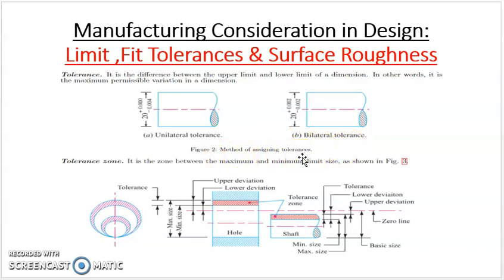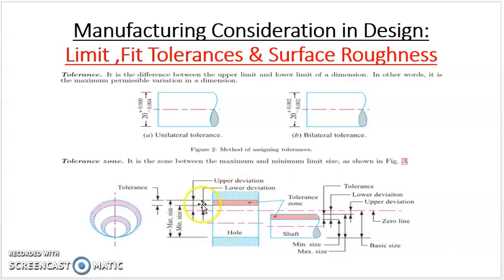Now let's discuss what tolerance zone is. As you can see, there is a zone between the maximum and minimum limit of tolerance, that is called the tolerance zone. The hatched part of this hole and the hatched part of this shaft is called the tolerance zone. We have already discussed that this is the maximum size till the tolerance and this is the minimum size, which is also called the basic size.